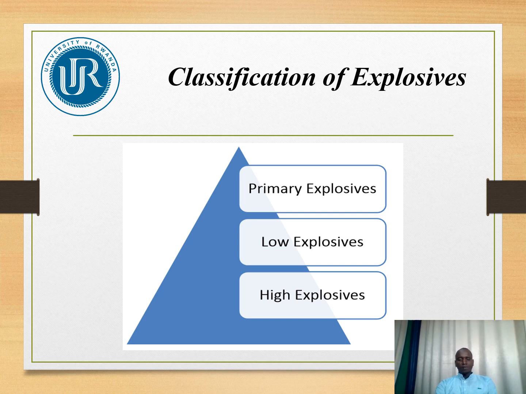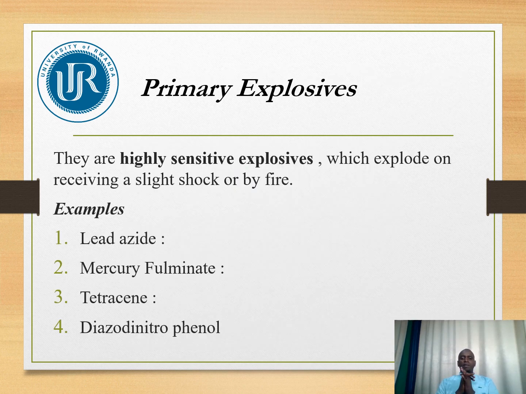Here we have primary explosive, low explosive, and high explosive, and the primary explosive is actually under high explosive. Primary explosives are highly sensitive explosives which explode on receiving a slight shock or by fire. Examples are lead azide, mercury fulminate, and others.